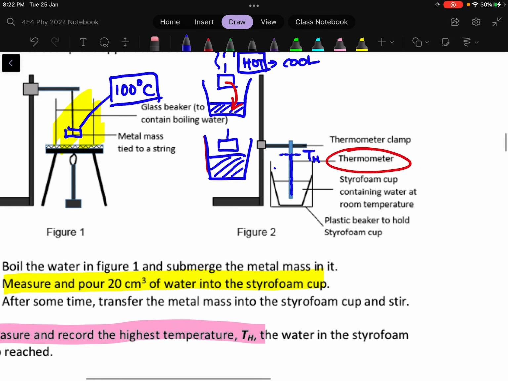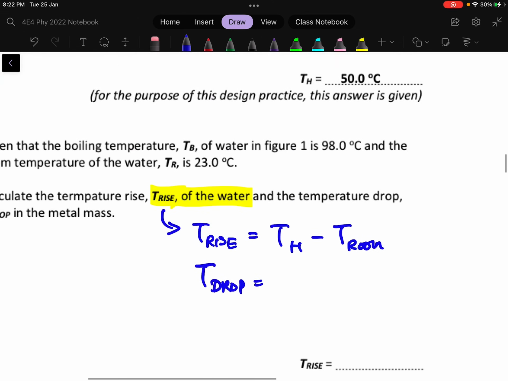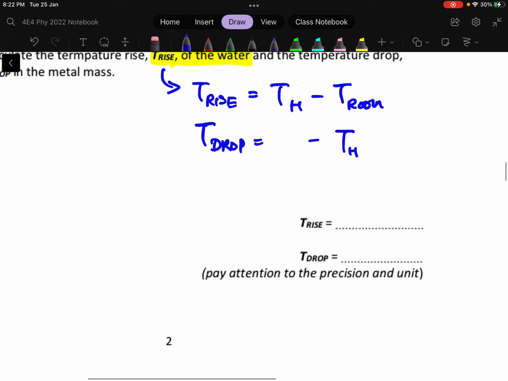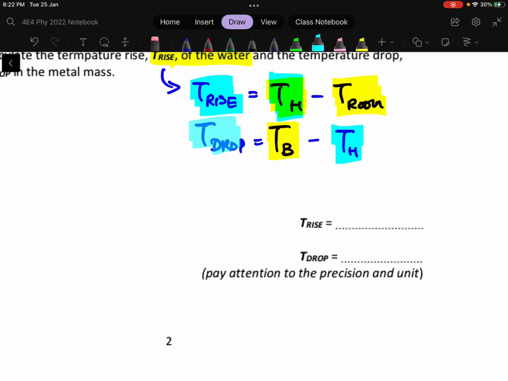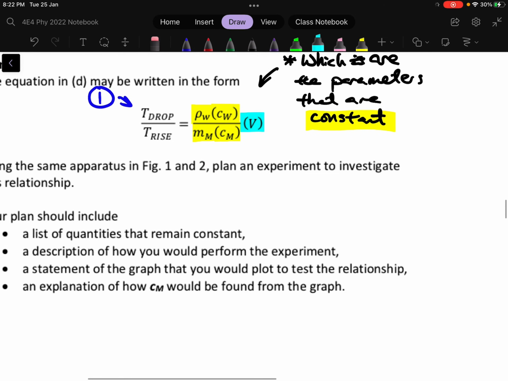And when you lower the hot metal into the room temperature water, the room temperature water will heat up and the hot metal will cool down. They will come to an equilibrium temperature and then it will stay there, right? So therefore, temperature drop is going to be this, right? We know that the boiling temperature, 100 degrees C, is a constant. Room temperature is where you get the tap water from. That means the only variable is your TH, right? TH is going to change, and because TH is going to change, T rise is going to change, T drop is going to change. As a result, this one will also change, correct or not?